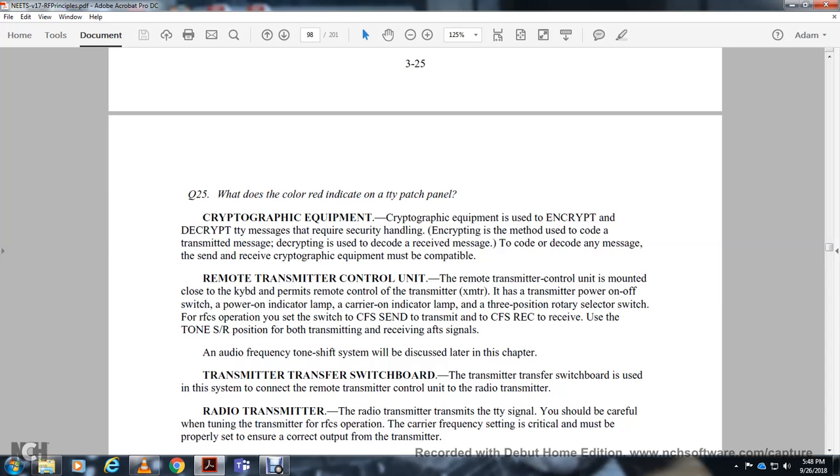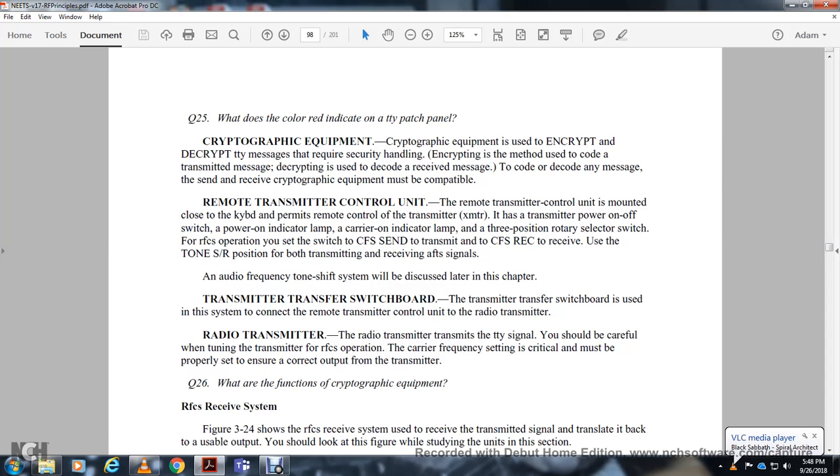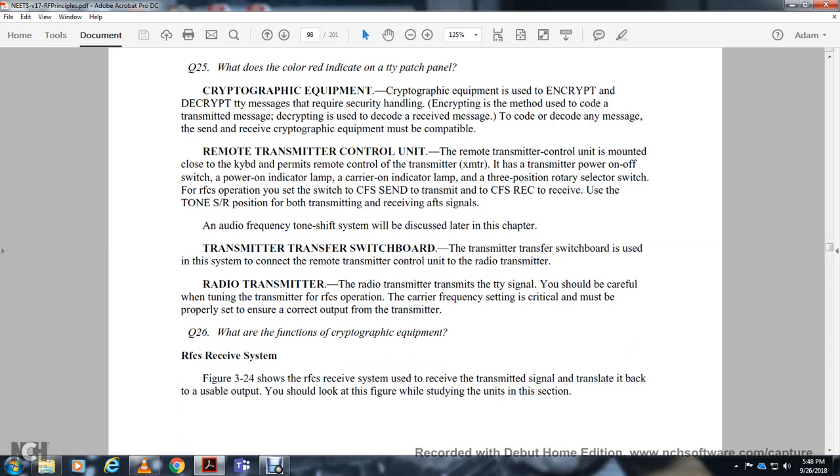Transformer switchboard. You connect the system with the remote transmitter control and the radio transmitter with the teletype signal. You should be careful when tuning the transmitter with the radio frequency control system. The carrier frequency shifting is critical; you must be sure of the correct output of the transmitter radio frequency control system.